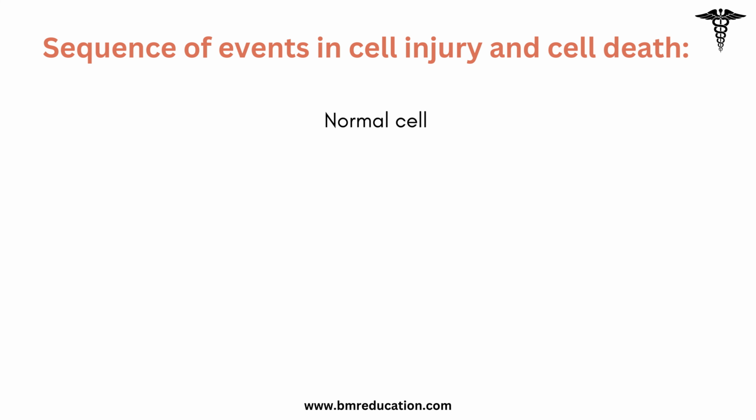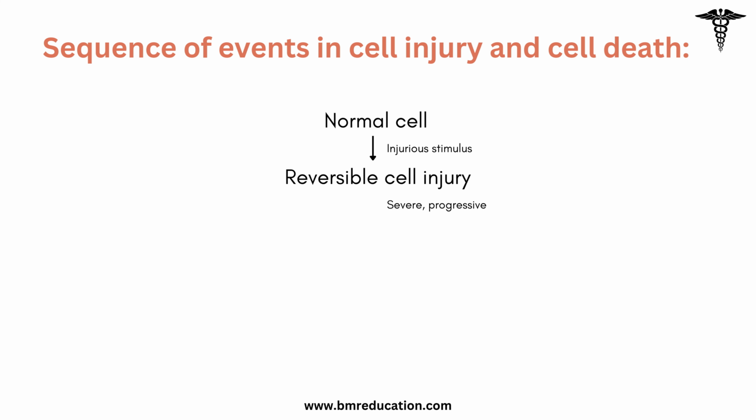Normally, the cell is in a state of homeostasis. When an injurious stimulus occurs like ischemia, infections, or toxins, this balance is disrupted, leading to cell damage. It can be reversible when the stimulus or stress is removed.